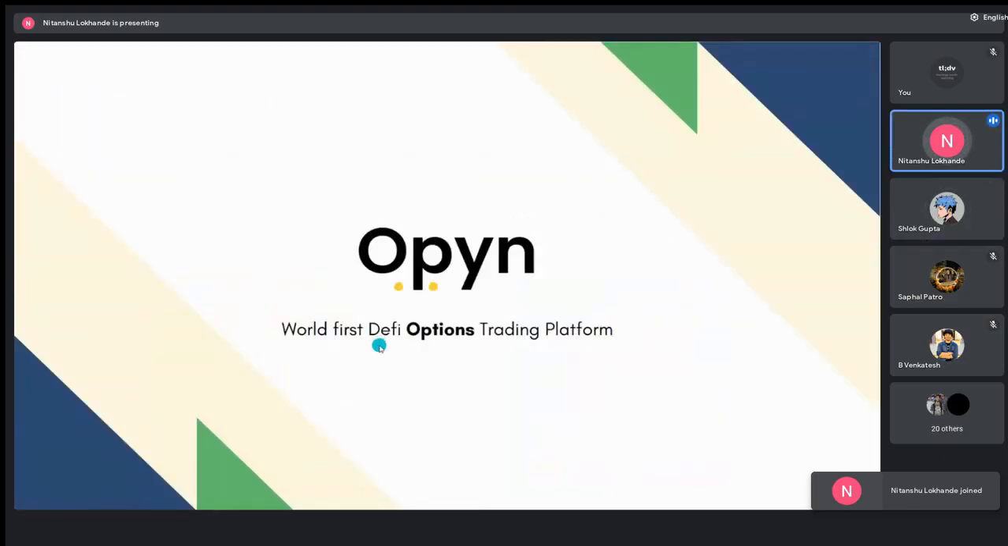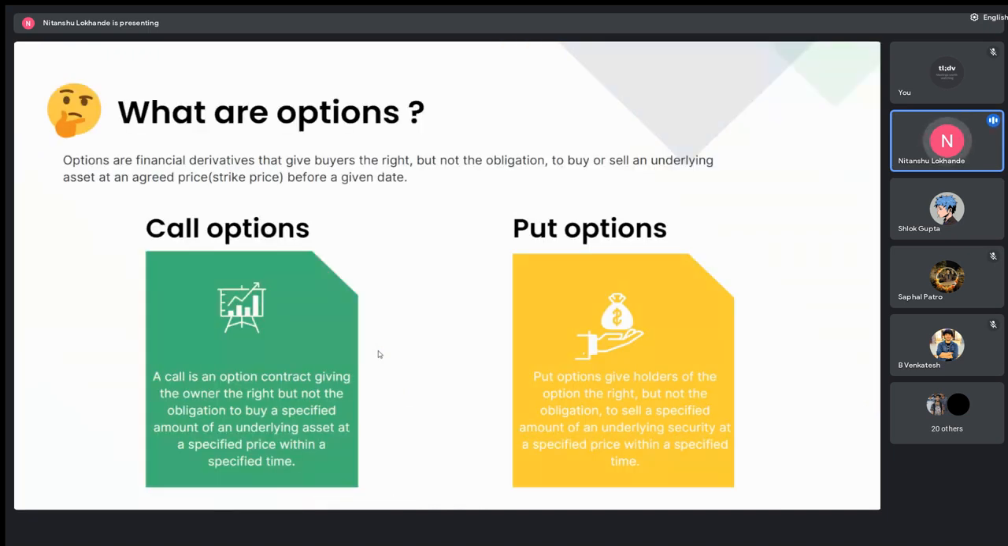So basically, I was going to start presenting about Open. Open is basically a first DeFi options trading platform. First, let's have a head start over what options actually are, and then we will move on to how Open implements options. Options are financial derivatives that give the buyer the right but not the obligation to buy or sell any underlying asset at an agreed strike price before a given date.